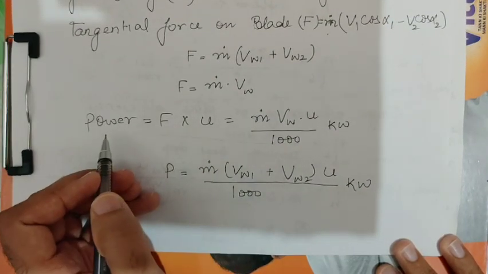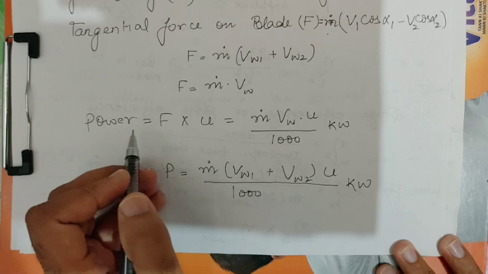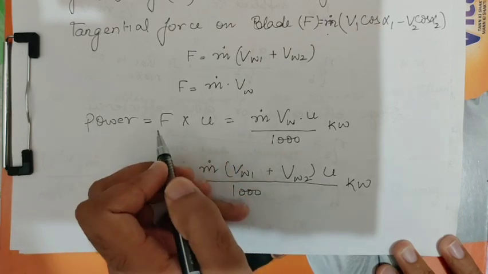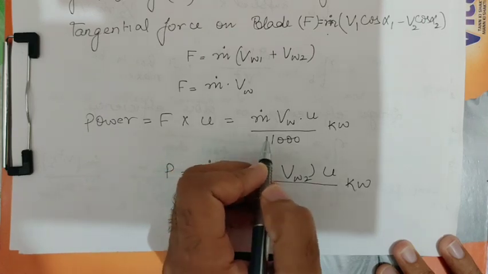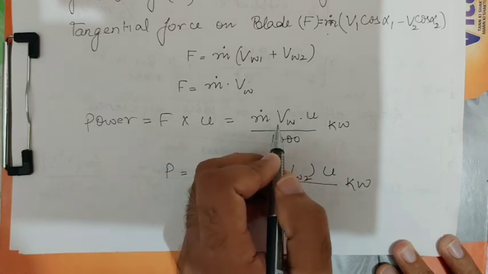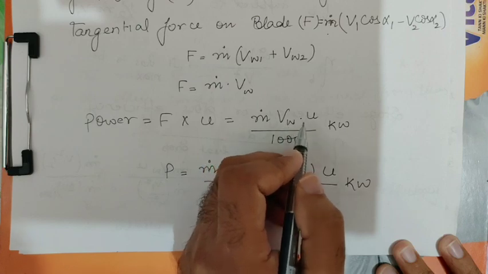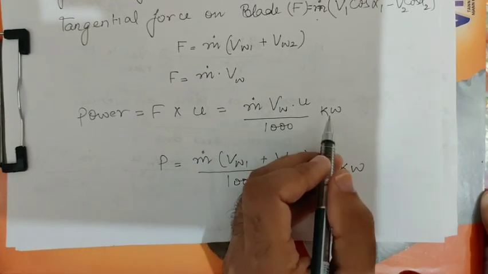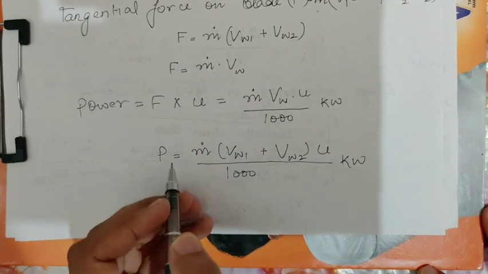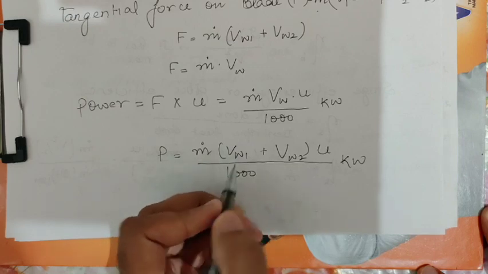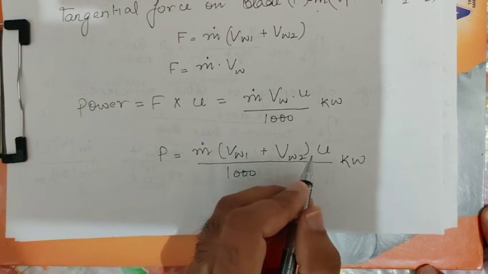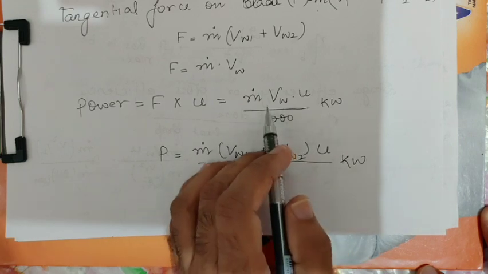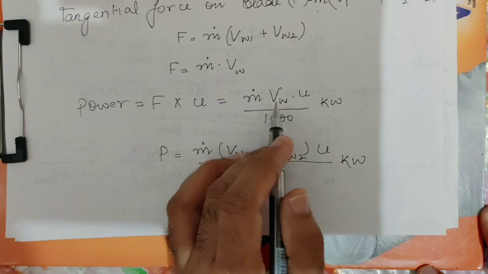Now the power which can be given out by the blade is given by tangential force into blade velocity, that will be equivalent to m dot VW u divided by 1000. I have divided it by 1000 because I have to find it in kilowatt. So P can also be written as m dot into VW1 plus VW2 into u divided by 1000 kilowatt. We have placed VW1 plus VW2 in place of VW.